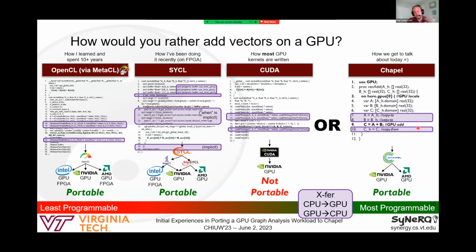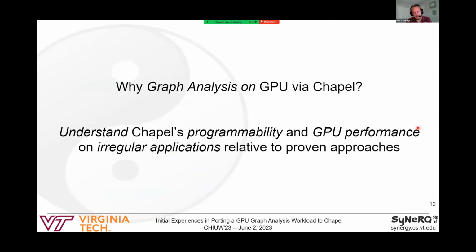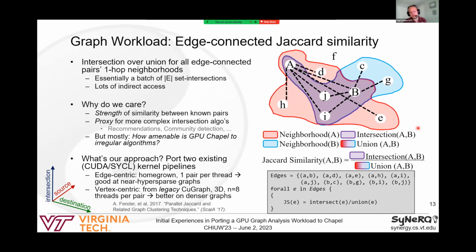But anywho, that vector add's a regular application. So is Saxby or Triad. We wanted to test it with something harder before we completely dove in. So that's why we're looking at a graph analysis. We wanted to get a better firsthand understanding of the programmability as well as the actual GPU performance we'd get out of something that was more irregular compared to these existing languages that we've been writing for a while.